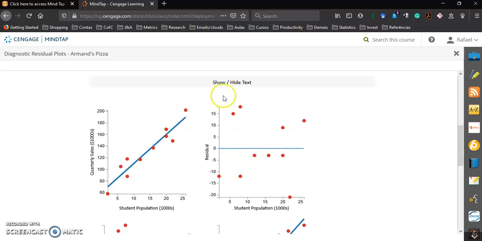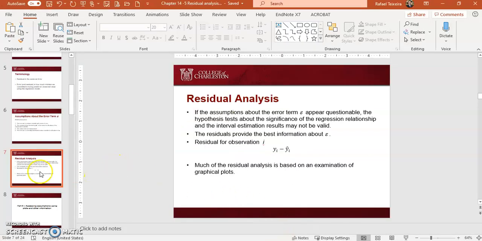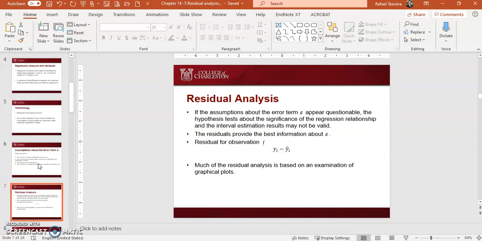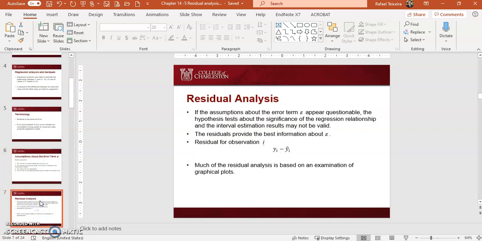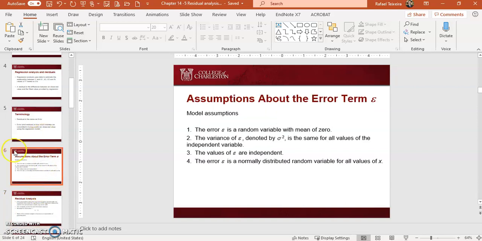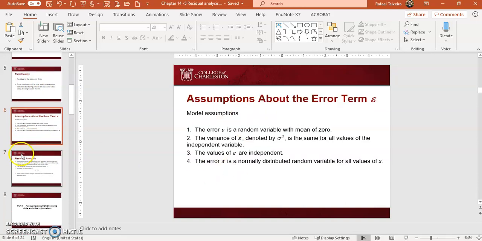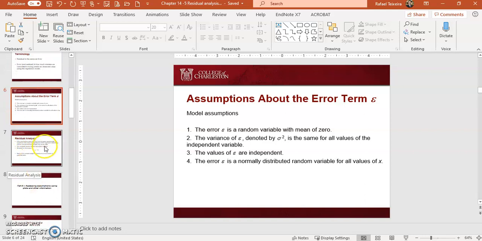Okay, so this is the concept of residual, what a residual is, and we're going to have one residual for each one of the observations, the restaurants. We're going to test these assumptions to see if they hold, and I'm going to show you all this in the next videos.